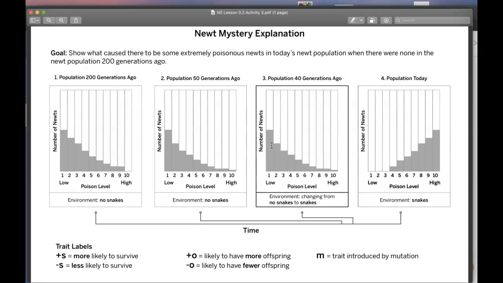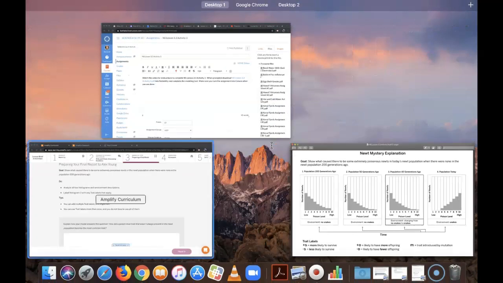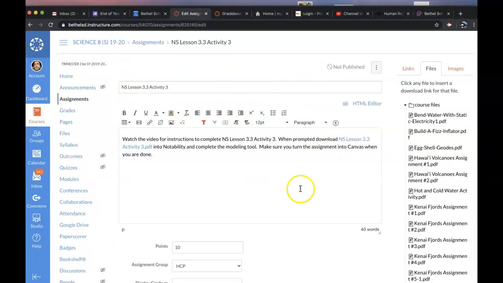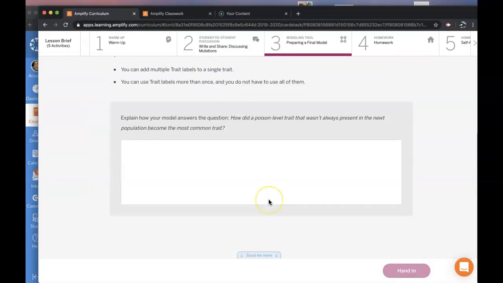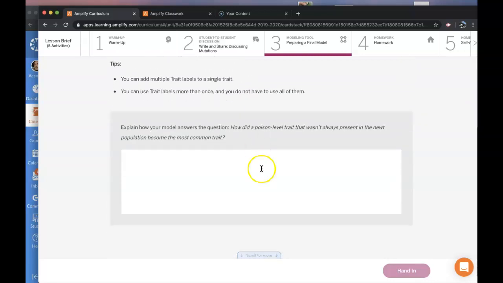When you are done with this, make sure that you turn it back into Canvas. This is done in Notability and turned into Canvas. Then you need to answer this question in Amplify. So turn it into Canvas, answer this question in Amplify, press hand in when you're done.